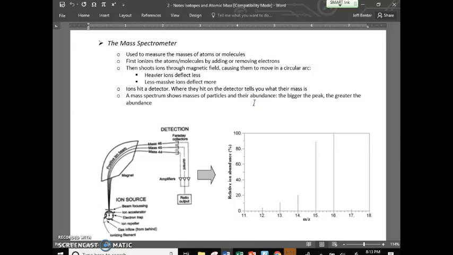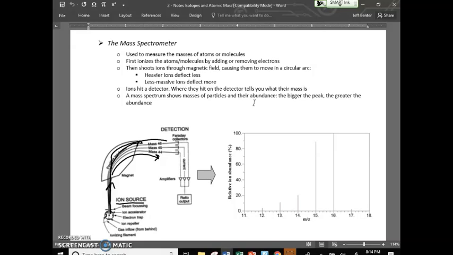And so the way it starts is you have the sample here. You shoot this sample out here and you give it a charge. You remove some electrons. And it passes through a magnetic field. The magnetic field will make the atoms bend. And the heavier they are, the less they bend. The lighter they are, the more they bend.